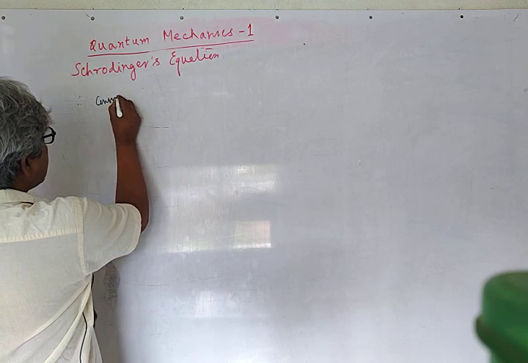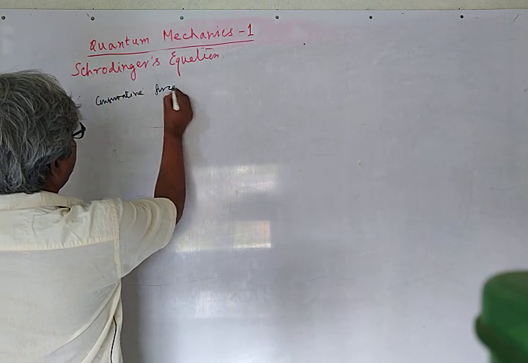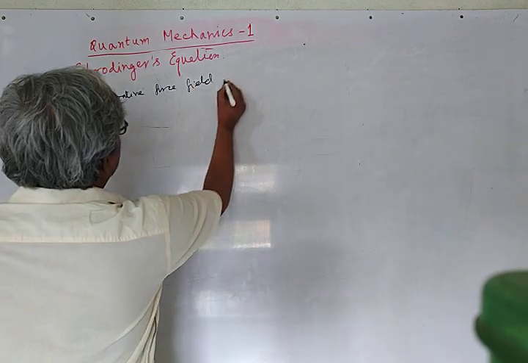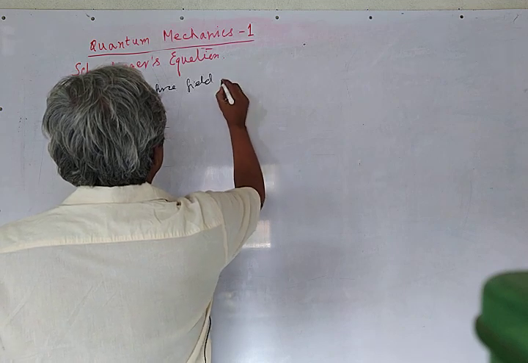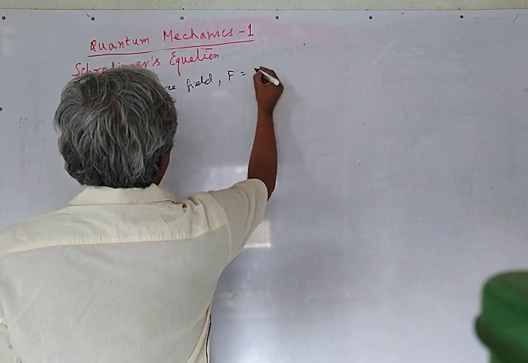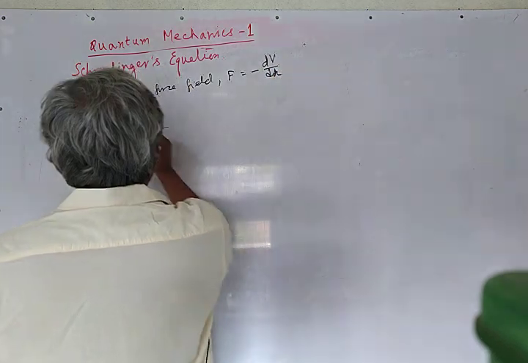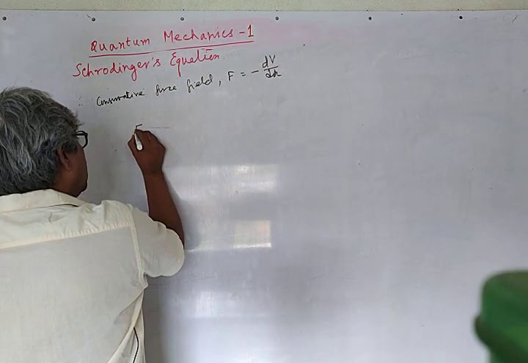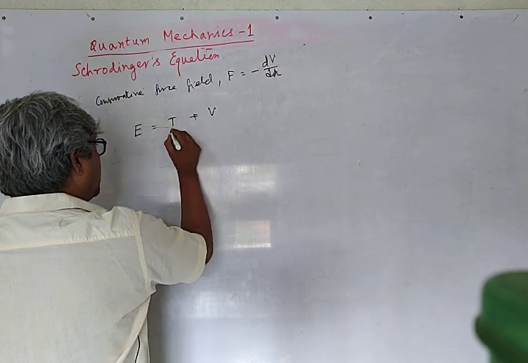Conservative force field. So it is represented by a potential, minus del V by del x. And the energy expression for such a particle is E equal to kinetic energy plus V, the potential energy.